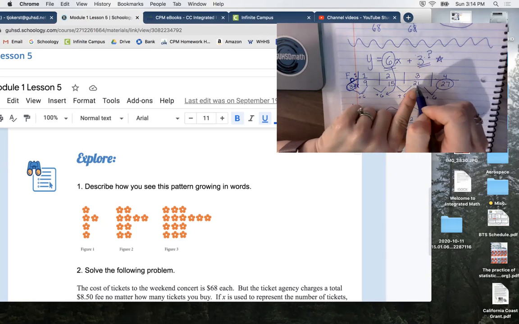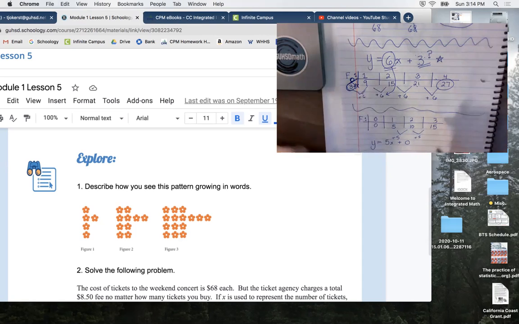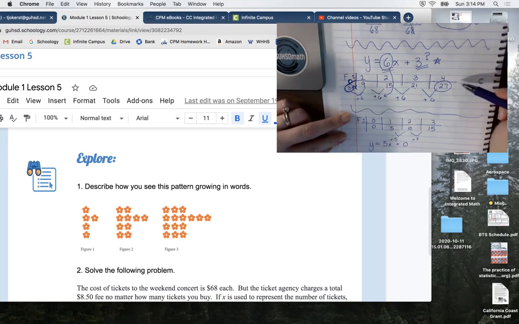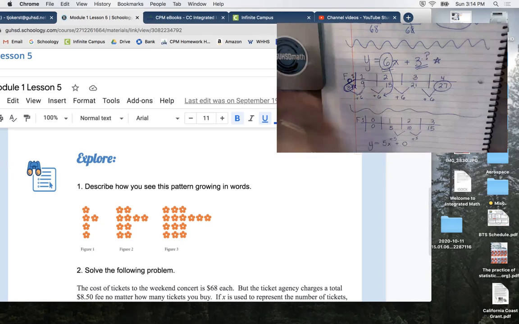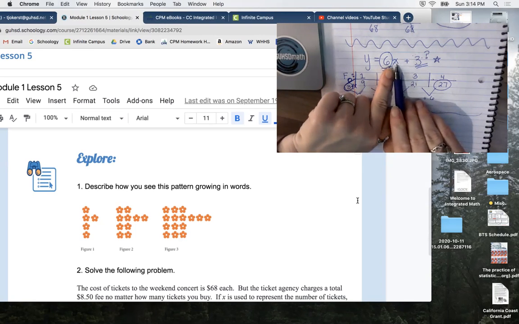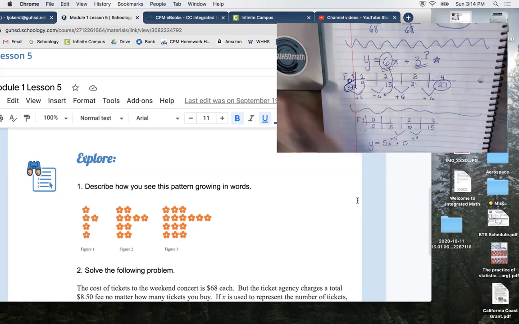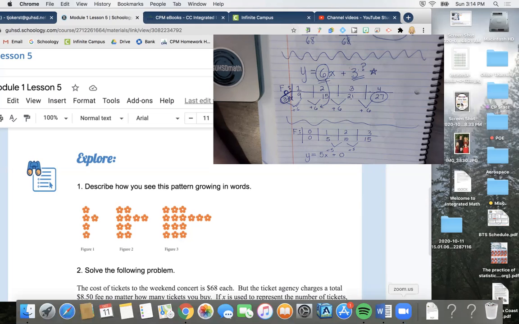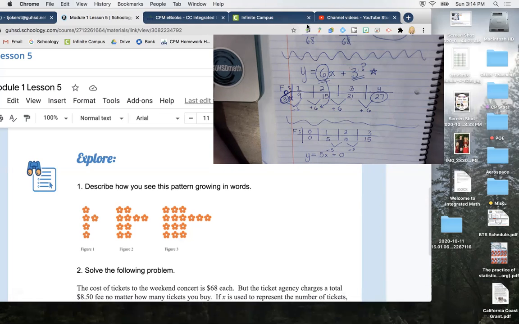I get 21. It's actually great because now, if I want to know how many figure 100 has, I don't want to go through and build them out. I can plug it in here. Figure 100 for this one in the CPM example would be 100 times 6, so 600, plus 3 more, which would be 603. So that shows you another way to pattern with these problems, and that's what you will be focusing on today, solving real life problems.